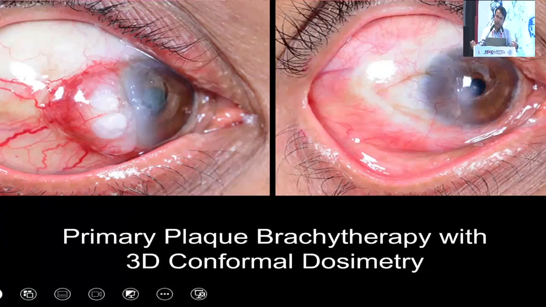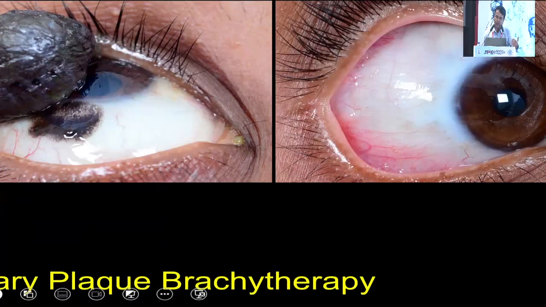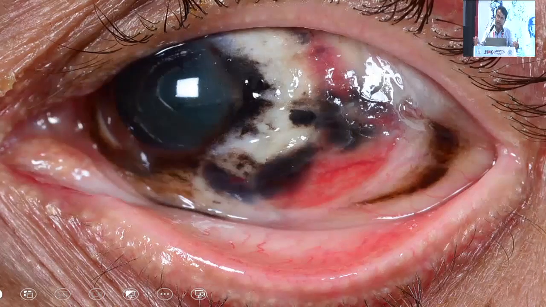in a majority of situations. So either you excise it and put the plaque, or without excising it, if you can have that kind of dosimetry support by your radiation oncologist, you can put the plaque. Results are the same. This is a patient with melanoma with scleral invasion that completely gone with plaque brachytherapy. So plaque has come as a boon to us for ocular surface tumors.